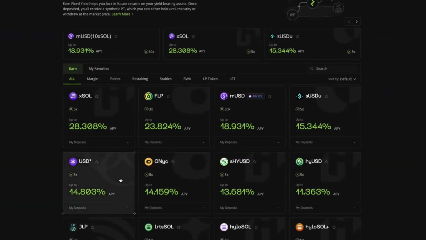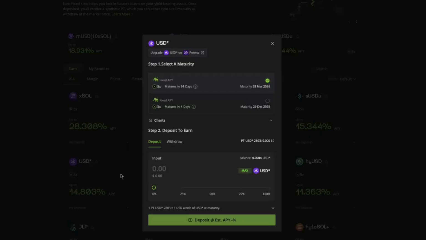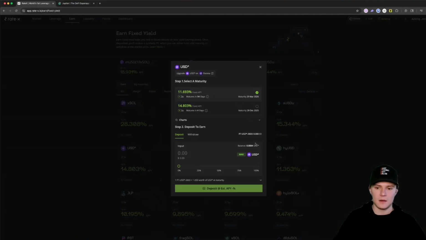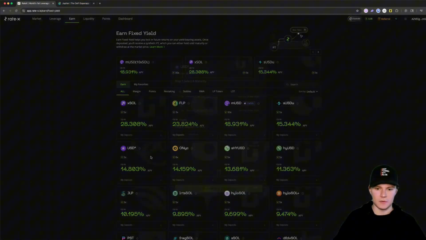So we've got the USD star. And let's say I wasn't interested in the points, didn't really know anything about Perena and USD star, didn't want exposure to the points. And I was like, you know what? I just want to lock in a fixed 11.69% yield. That sounds pretty nice to me. So I could go ahead and do that. So we're going to go ahead and buy another 50 bucks worth of USD star. And I'm going to go ahead and lock that in here. I've got my USD star.